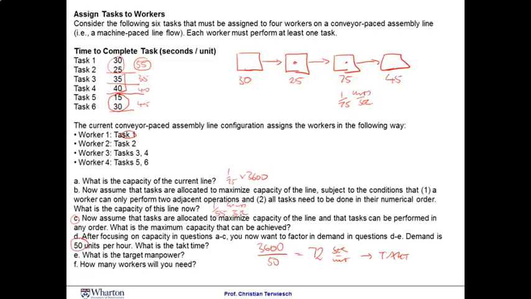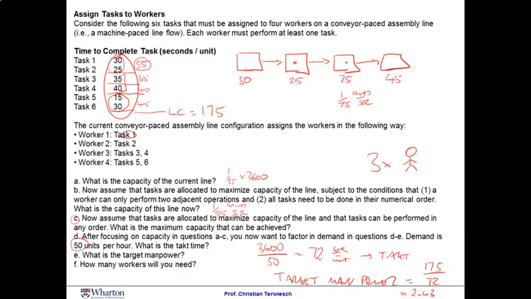I can quickly compute the labor content of the process as simply the sum of these individual processing times and get a labor content of 175 seconds per unit. My target manpower is then simply these 175 seconds of work divided by the takt time of 72, which is 2.43 people. Round this up and you see that you should hire 3 workers.